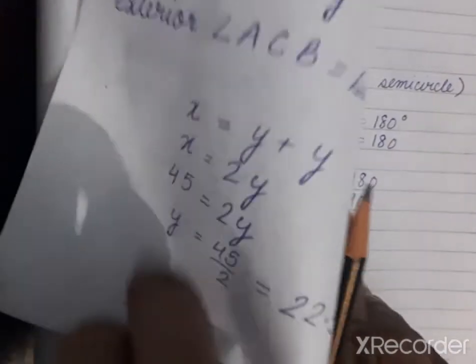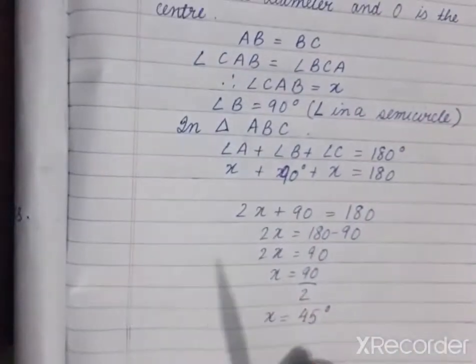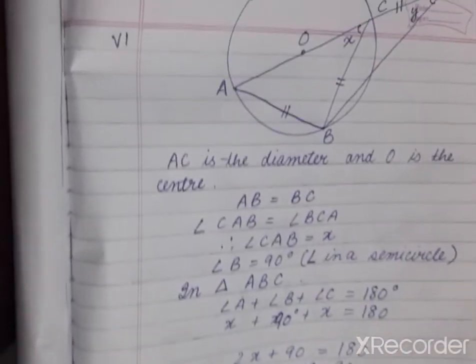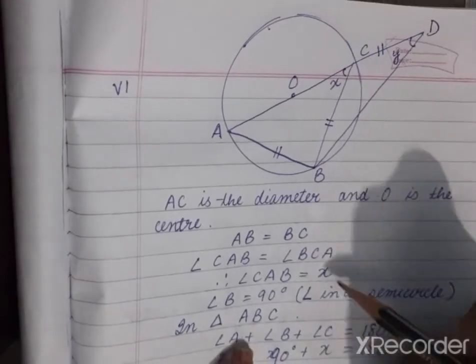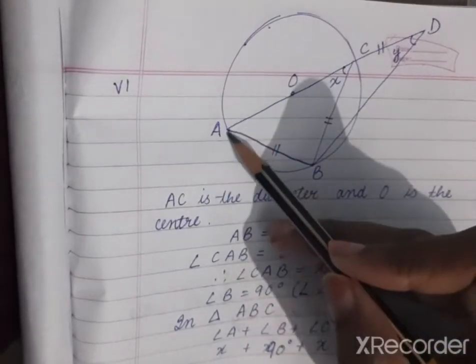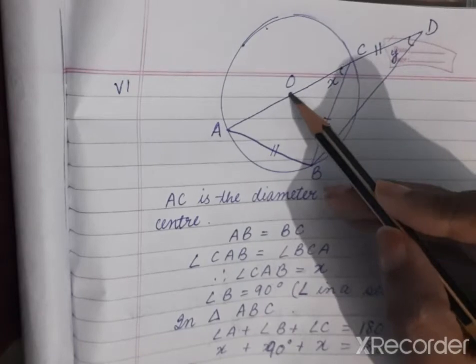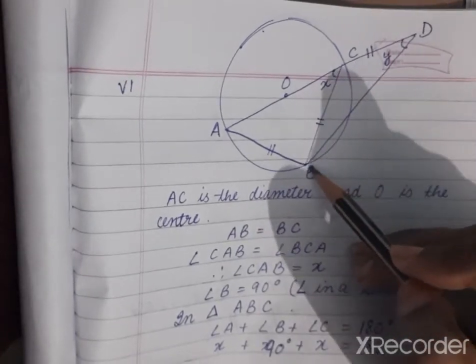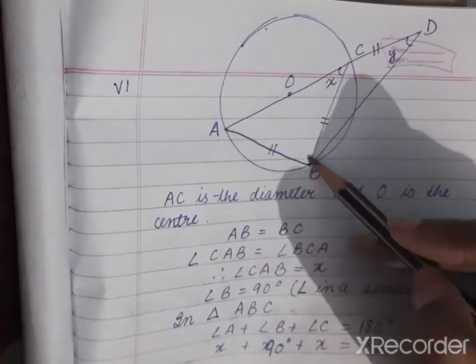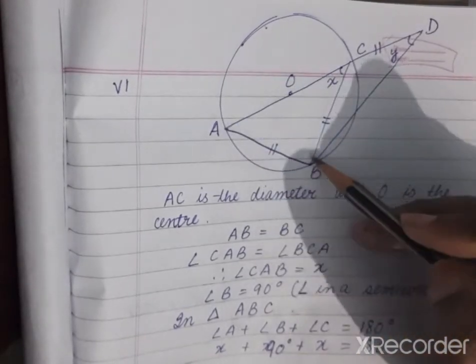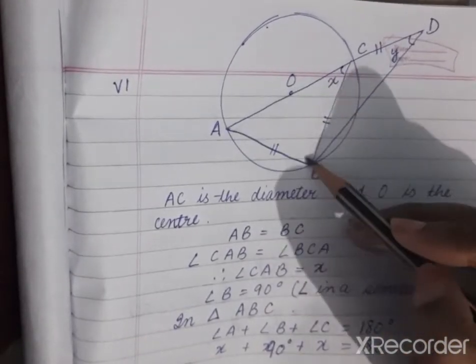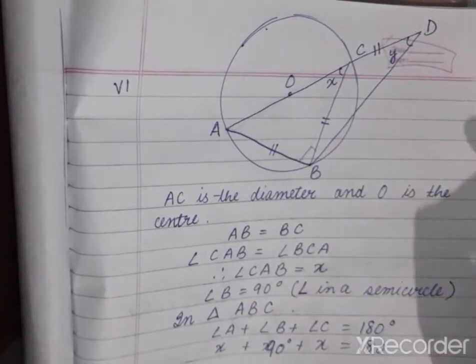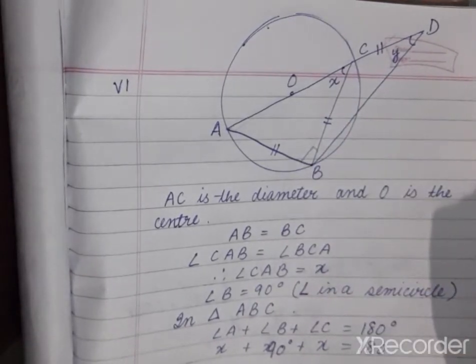Now next question, question number 6. Question number 6, you can see the figure in your book also. I have named it here A, then O, C, D and B. Starting with this first triangle, this is formed in a semicircle, so angle B will be equal to 90 degree.